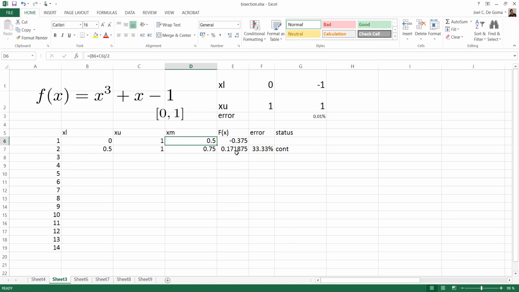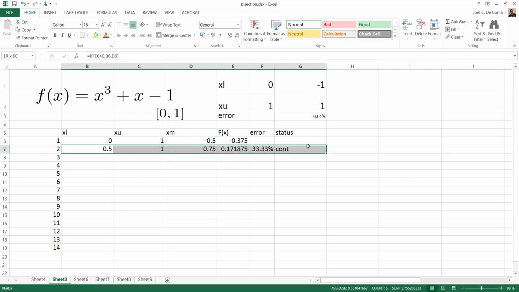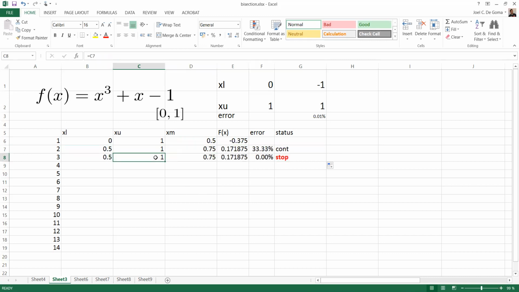Then get the new x sub m, substitute into our equation, and we have the result. Since we already have two x sub m values, we could get the error based on the relative absolute error formula. Since this is greater than the acceptable error, we're going to continue. So what to replace, x sub l or x sub u? Based on the function, it should be x sub u since this is positive. So the new x sub u will be 0.75.